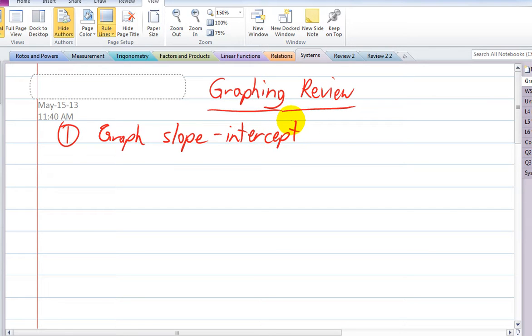That's when the equation is in the format y equals mx plus b. If it's not in this format, we can make it that format. And so m is going to equal our slope. And our slope, we want to make it a fraction. It's y values over x values.